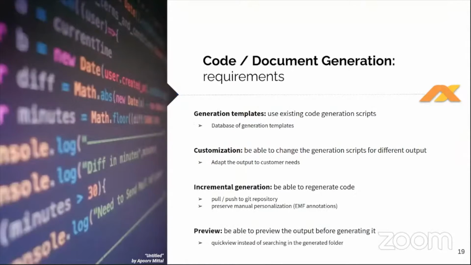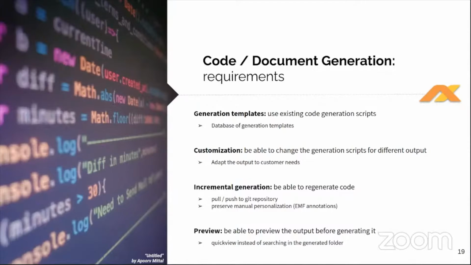Again, for the generation, there are a couple of requirements. The first one being the generation templates. You have to provide a database of different templates that users can use in order to generate their code. And here I mean pre-designed templates that can be directly used. For example, let's say you have a UML model. A basic template would be a transformation from UML into Java code, for example, or C code.